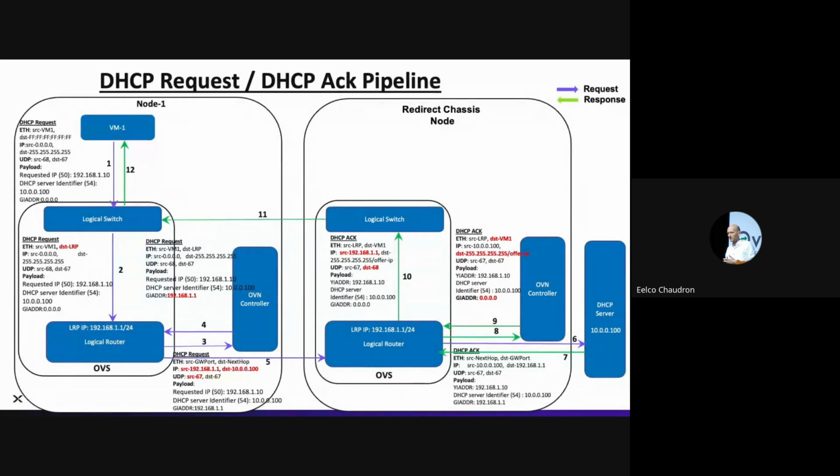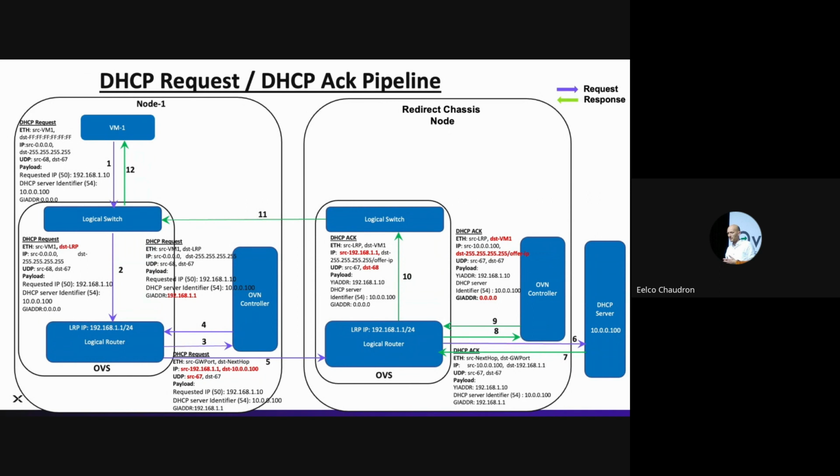In a multi-node setup, any packet that has to get routed to the underlay is forwarded to the redirect chassis node, and from there it enters the underlay network. As we can see in the diagram, at step number 5, the packet is entering the RC node. At step number 6, it is exiting the RC node. Now the DHCP server receives this packet. It processes the packet and generates the DHCP ACK, which is destined to the LRP IP.